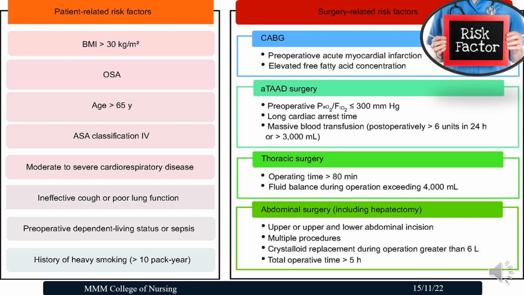The first category is the normal patient. The second category is a patient with mild disease. The third category is a patient with severe systemic disease. And the fourth category is severe systemic disease with a constant threat to life.